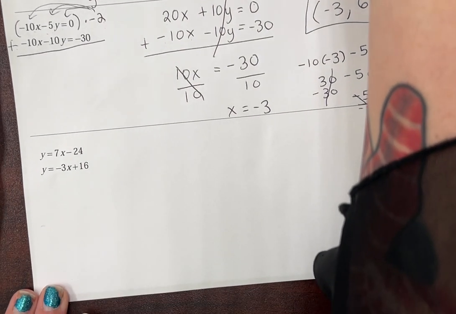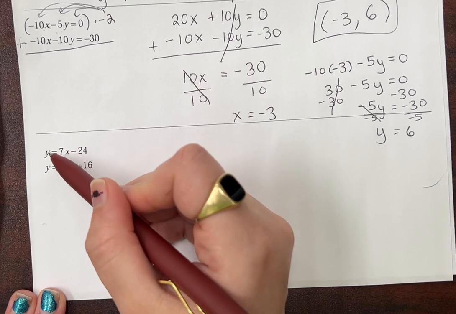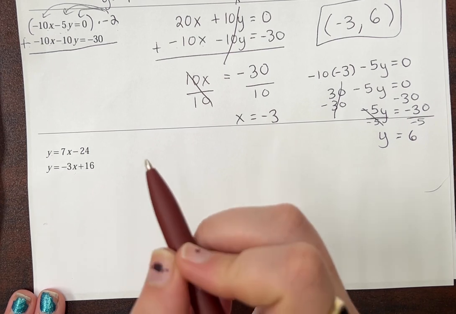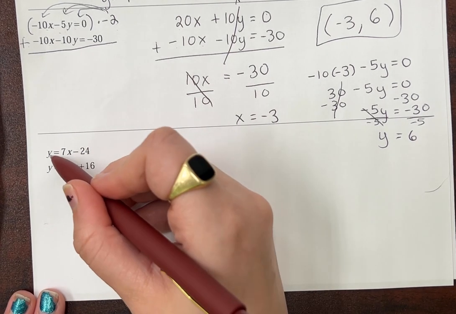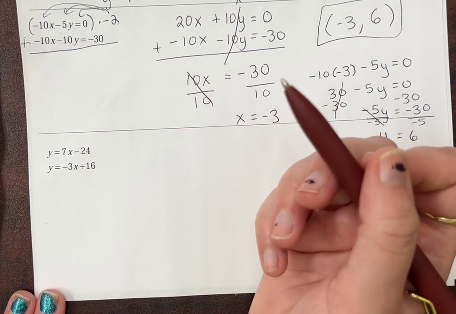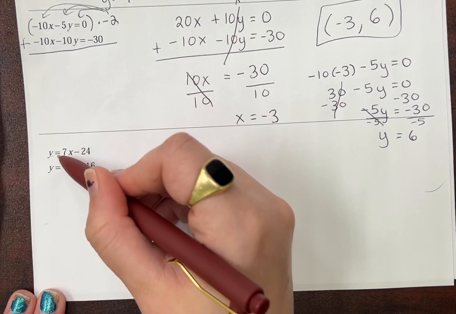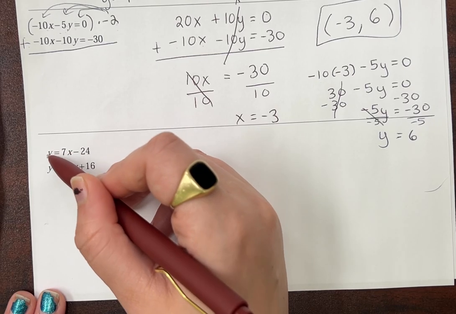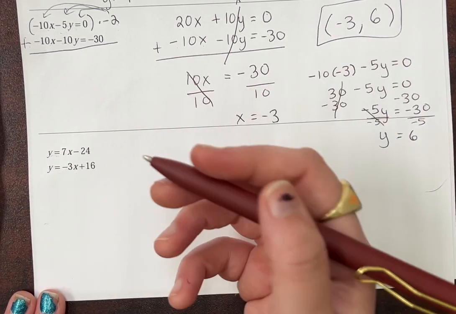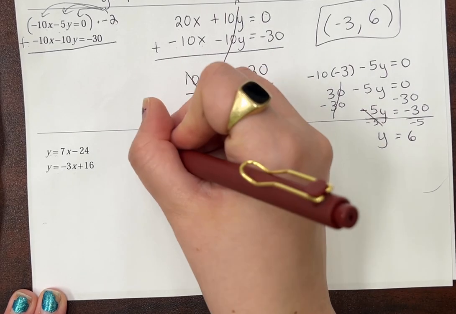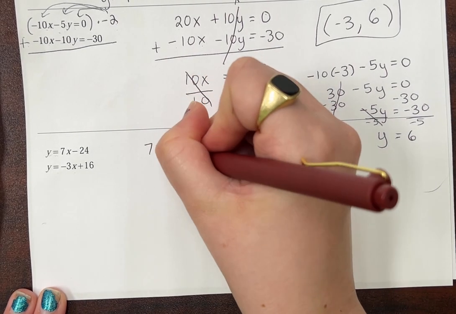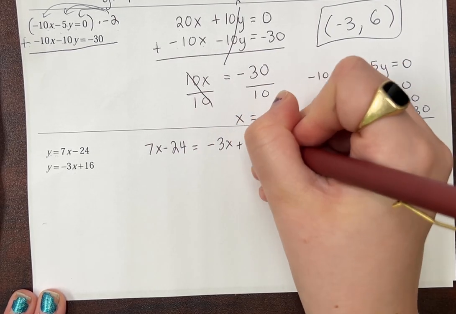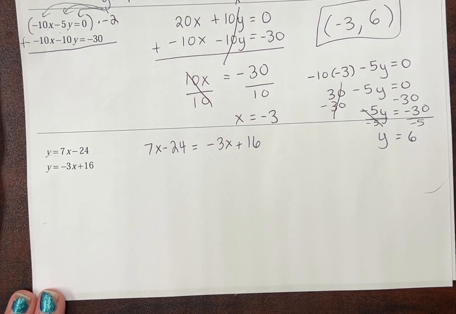Okay, last one. We have y equals. So obviously a substitution here, but it's actually not a typical substitution where I'm taking the y and plugging it into the y, if that makes sense. Because they're both equal to y, I can just set them equal to each other because they're both equal to the same thing. So I can just do 7x minus 24 equals negative 3x plus 16. Just set them equal to each other.